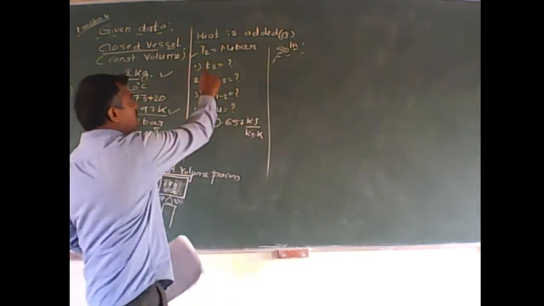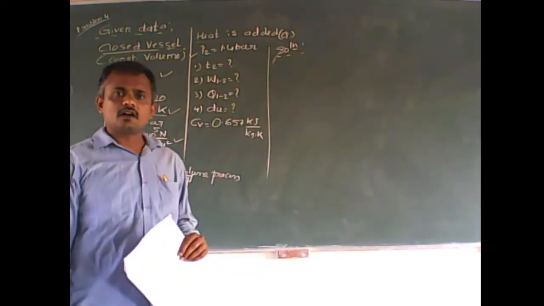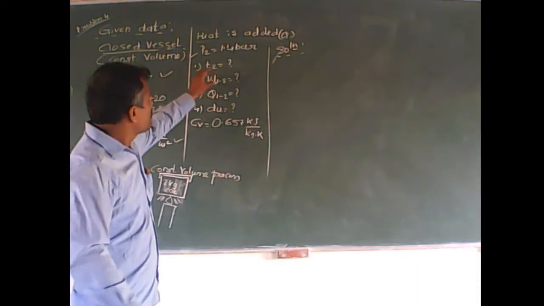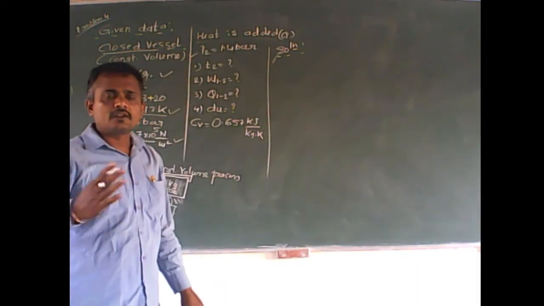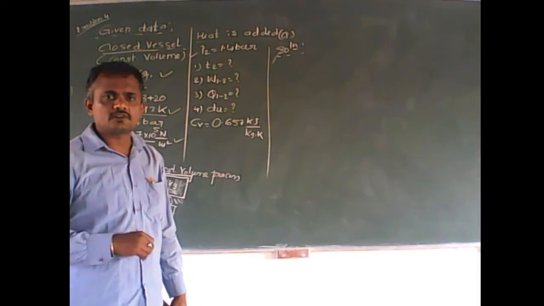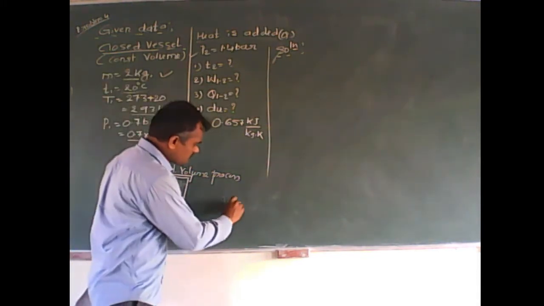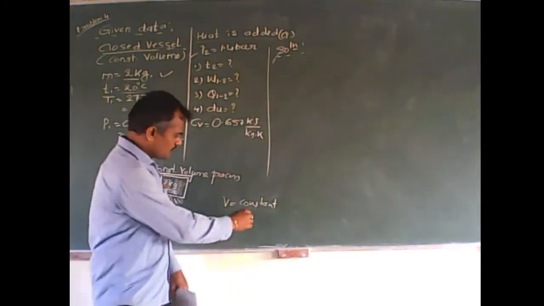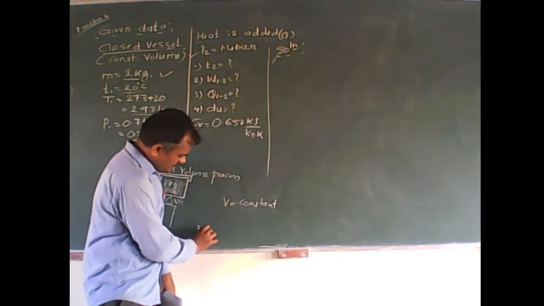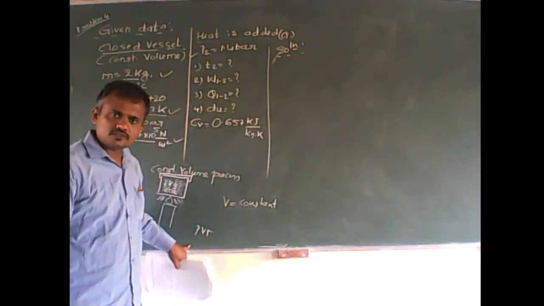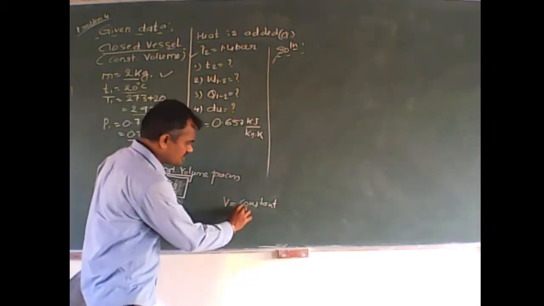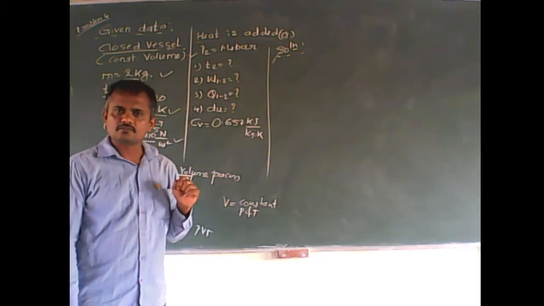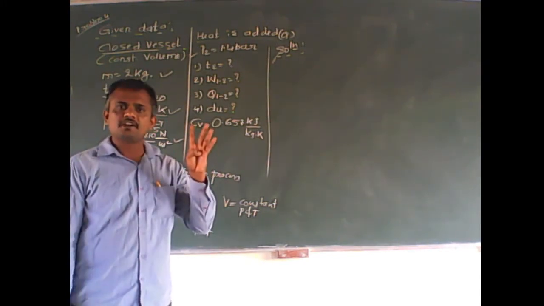What is been asked in the very first? Very first, we are asked to calculate the temperature. As you know, volume is constant. You can recall the previous gas laws like Boyle's law, Charles' law, Gay-Lussac law. Where volume is constant, among P, V, T, there is a relationship between pressure and temperature.